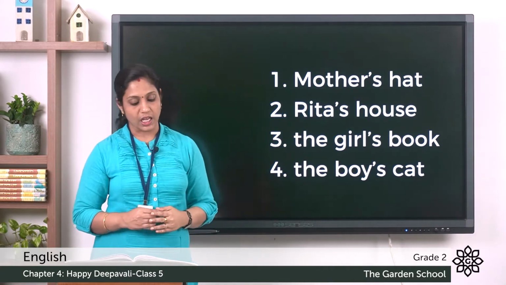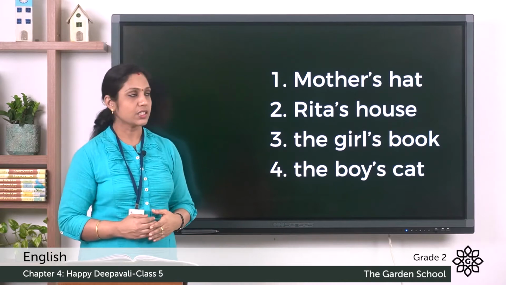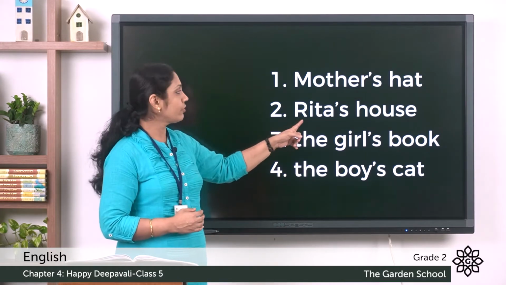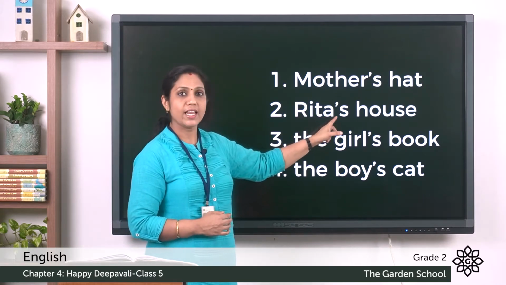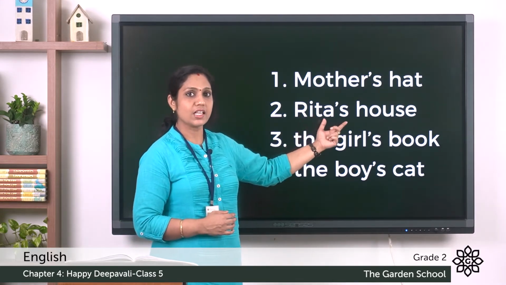The second one, the house that belongs to Rita, Rita's house. Where do we have to insert the apostrophe? Rita apostrophe S. So insert the apostrophe in between A and S. It is read as Rita's house.